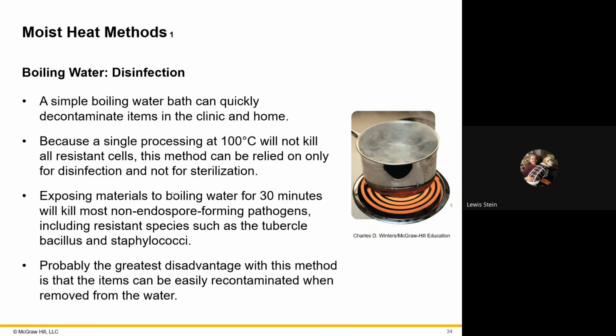Go boil some water. It's the best you can do in a short period of time. Cleaning things off with a single processing at 100 degrees Celsius, or 212 degrees Fahrenheit, will not kill all resistant cells. It's a disinfection. Thirty minutes of boiling water will kill most everything, including resistant species of tubercle bacilli and staphylococci. The items can easily be recontaminated once you remove them. With a sterilized item, the clock really doesn't start ticking until you begin to expose it to the air.